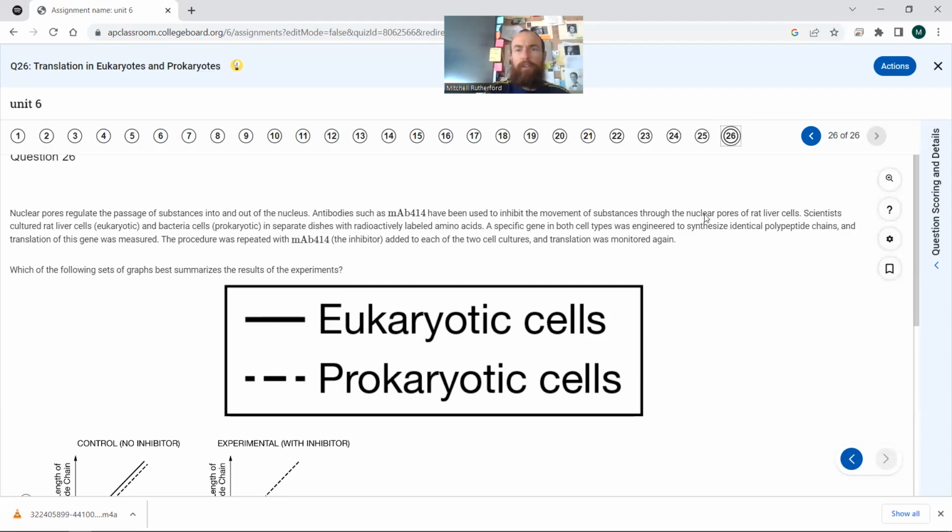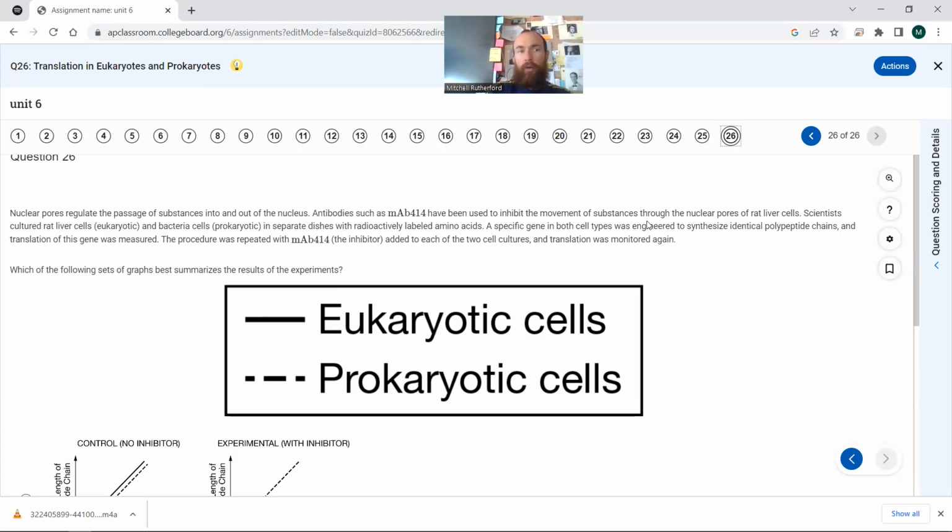Inhibit the movement of substances through the nuclear pores of rat liver cells. And that first vocab word, nuclear. So the one thing that they are testing here is, do you know prokaryotes don't have nuclei, period. Okay, so this has everything to do with whether you have a nucleus or not. Regulate the passage of substances. Antibodies inhibit the movement of substances through the nuclear pores of rat liver cells.